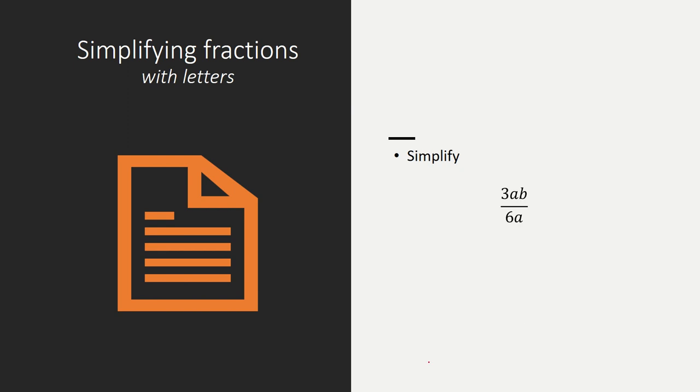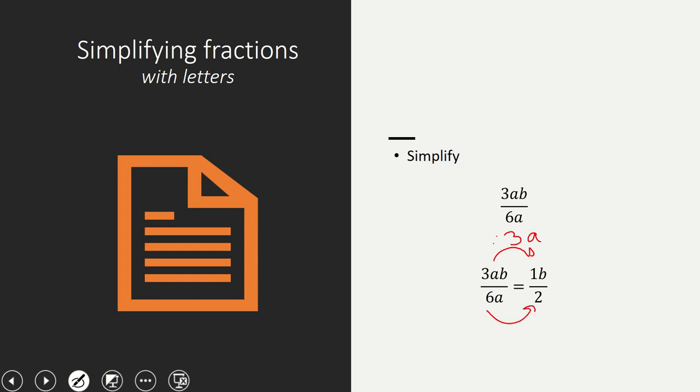Now we're going to look at an example with letters. So you need to simplify 3ab divided by 6a. If you are going to do this, you're going to divide 3ab by 3a. That is 1b. If you're dividing 6a by 3a, you will get 2.